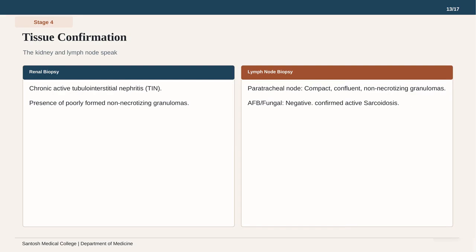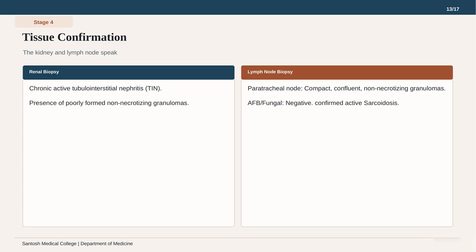As you can see on the screen, the tissue confirmation finally gives us the definitive answers we need. The left panel shows the results of the renal biopsy, revealing chronic active tubulointerstitial nephritis alongside poorly formed non-necrotizing granulomas. The right panel details the paratracheal lymph node biopsy, which demonstrates compact, confluent, non-necrotizing granulomas. Crucially, stains for acid-fast bacilli and fungal infections were completely negative. Together, these biopsy results confirm a diagnosis of active sarcoidosis, proving that the calcified nodes were not merely remnants of an old infection after all.